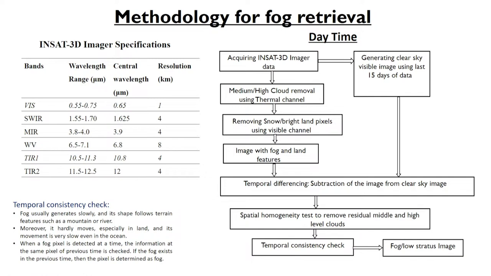So the clear sky image I will be generating. How will I generate it? I will take 15 days of data. For example, I am doing all this process at a particular time, say 4 UTC, right? That is around 9:30 in the morning. Then what I'll do is I'll take the same time image for the last 15 days. Means I'll take the visible data of 4 UTC for the last 15 days.